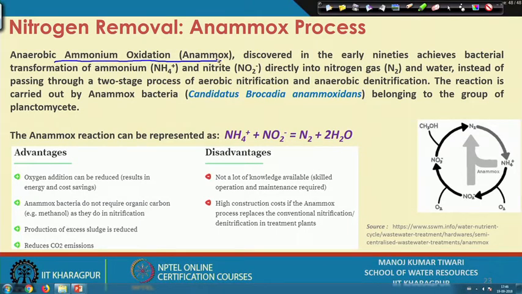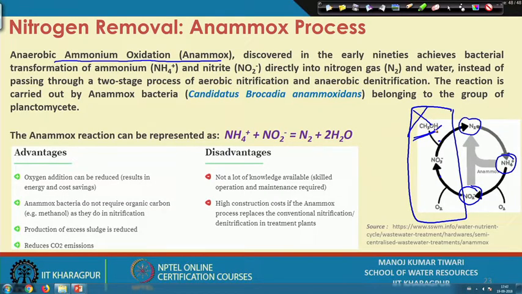Okay. So, this was discovered in the early 90s, and what it does is, instead of going for the complete process of nitrification and denitrification, it converts the ammonium and nitrite through this partial nitrification into nitrogen directly. So, we get rid of the conversion into nitrate and then denitrification of nitrate with a source of acetate. All these things we get away with. So, just ammonium ion and nitrite ion are converted.